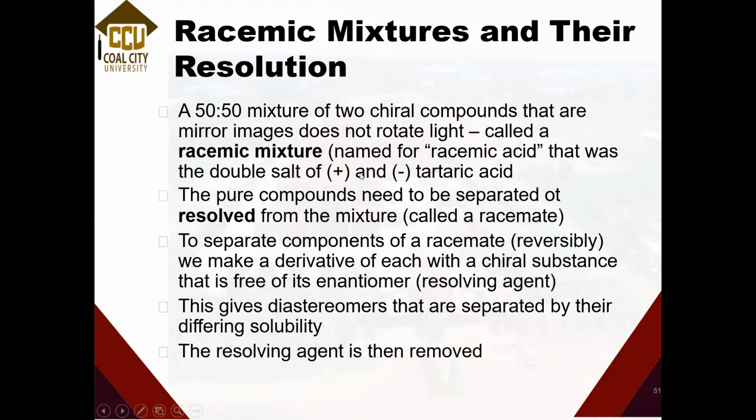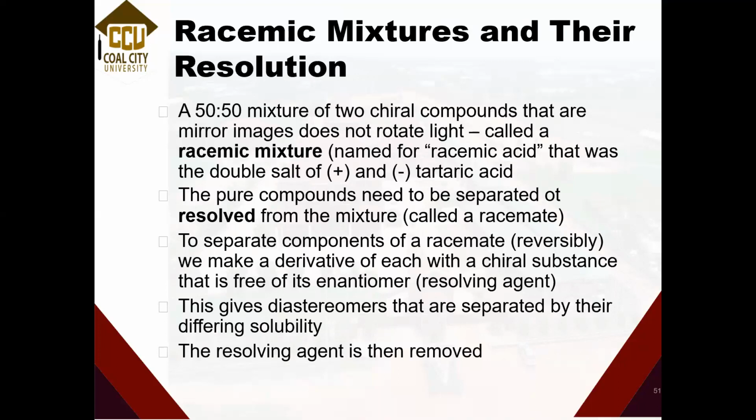Now, we also have what we call a racemic mixture. I've talked about meso compounds. Now we are talking about a racemic mixture, and its resolution. A racemic mixture is a 50-50% mixture of two chiral compounds that are mirror images, and it does not rotate light. It is called a racemic mixture.